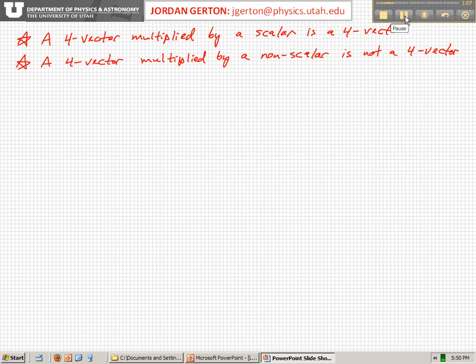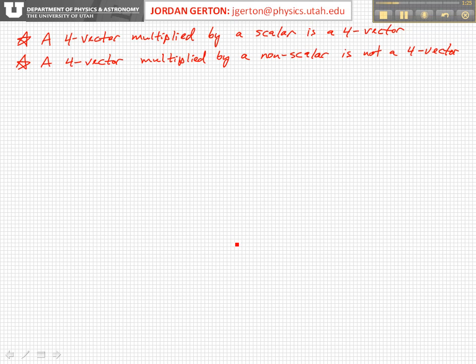Okay, some other important properties of 4 vectors are written down here. A 4 vector which is multiplied by a scalar quantity is another 4 vector. So a 4 vector which is multiplied or divided by a scalar is another 4 vector. And a 4 vector which is multiplied or divided by a non-scalar quantity is not a 4 vector.